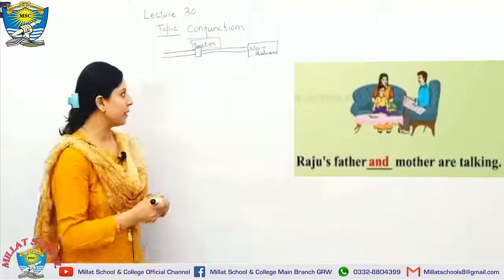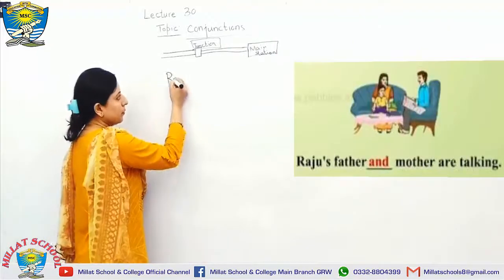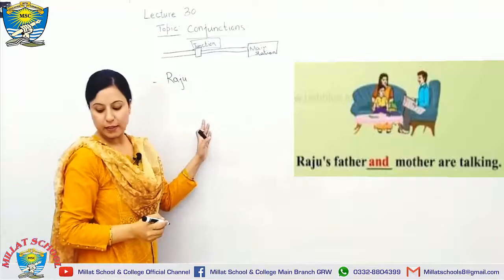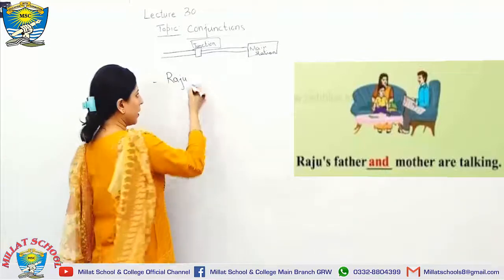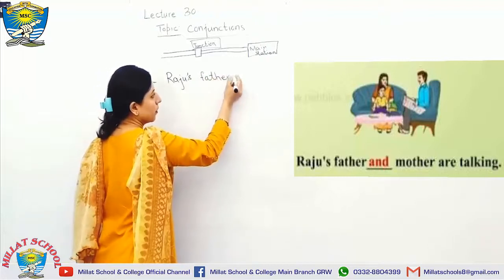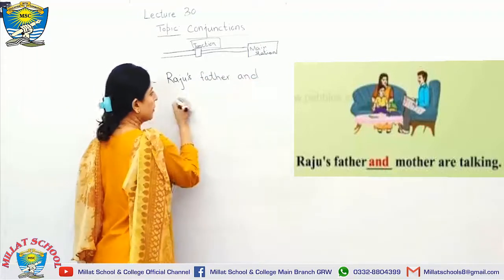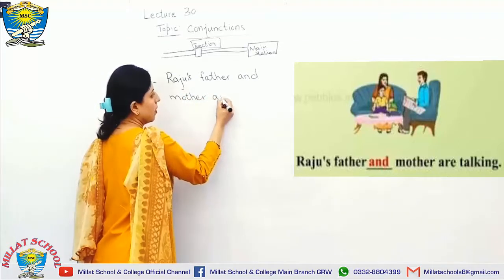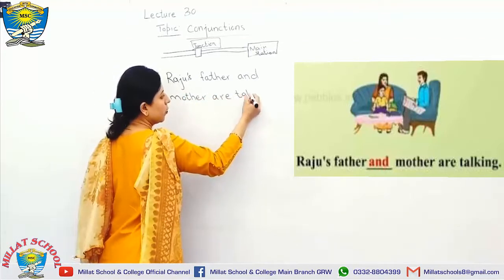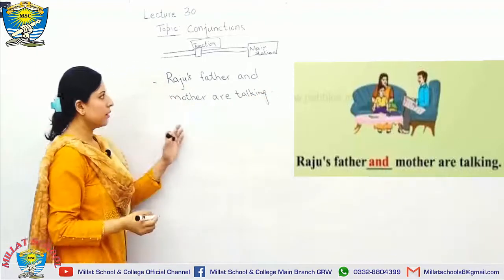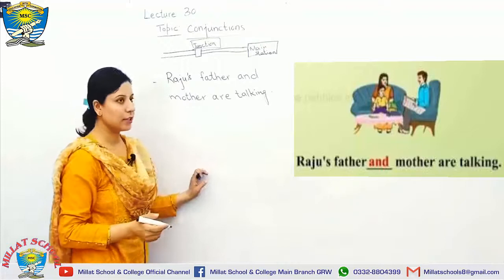For an example, let's see. Raju's father and mother are talking. Can you all see in the picture? Yes, you can. They are Raju's father and mother and they are talking.